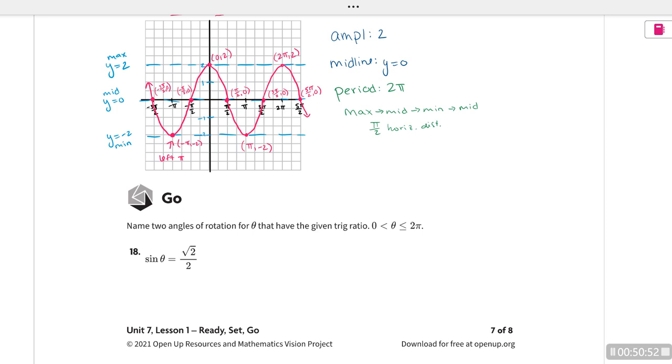All right, question 18, it says, name the 2 angles of rotation for theta that have the given trig ratios, and it does specifically give us the range that it's between 0 and 2 pi. So we're going to be working in radians here, since we're using 0 and 2 pi of just one full regular circle. So we're looking at sine of theta equals square root 2 over 2. Since sine of theta is positive, we're looking for positive y values. So those are the 2 places where y is positive.